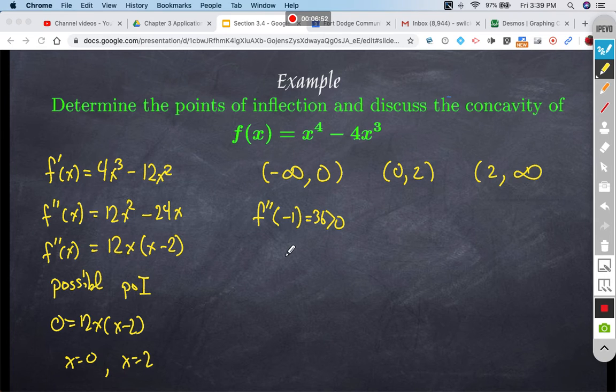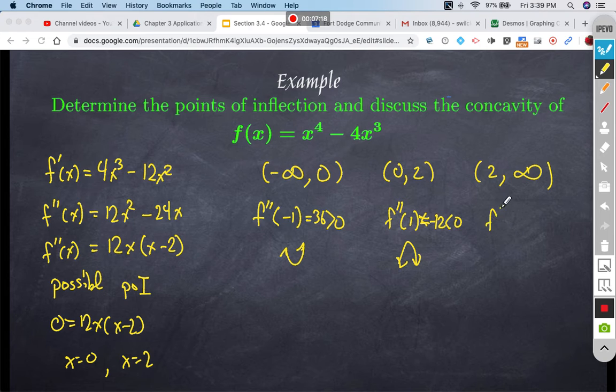So if greater than 0, it's going to be concave up. Here I'll check the second derivative at 1. That's going to give me 12 times negative 1. Oh, negative 12 is less than 0. So this is going to be concave down.